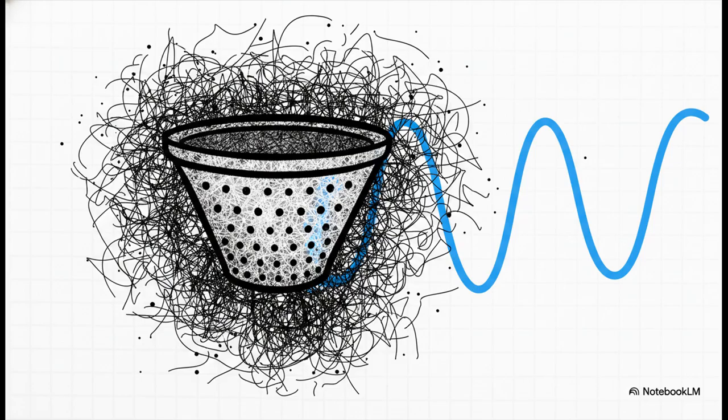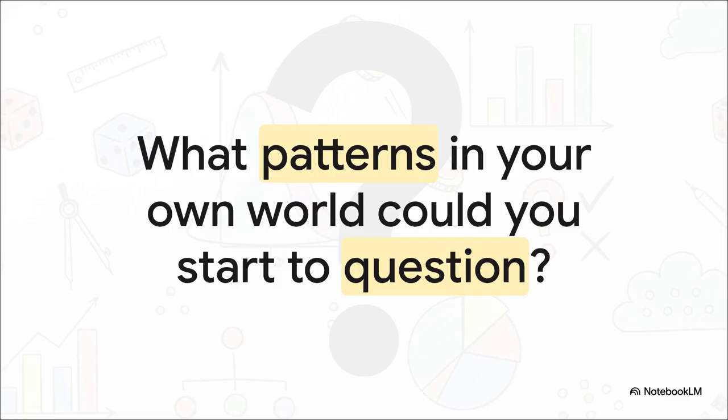So we've gone on a journey all the way from the basic rules of chance to the two main paths of statistical testing. You now have the foundational framework to look at the world just a little bit differently. So the only real question left is, what patterns will you start to question first?